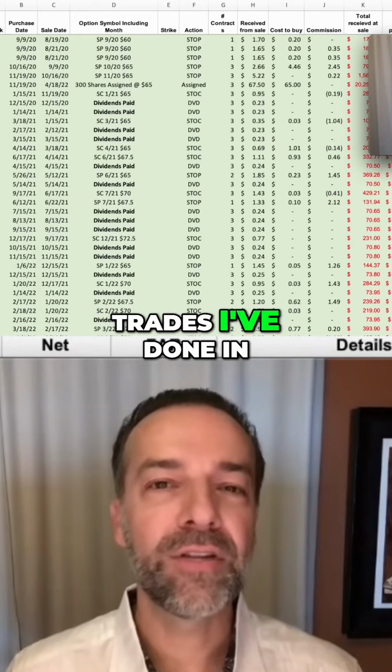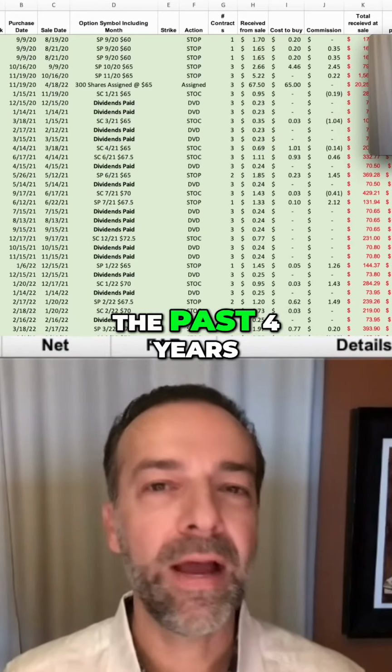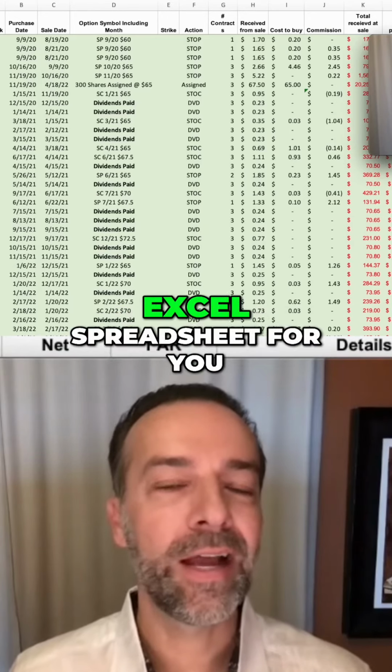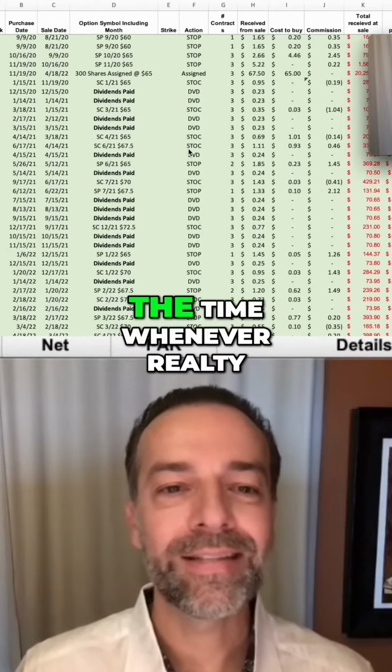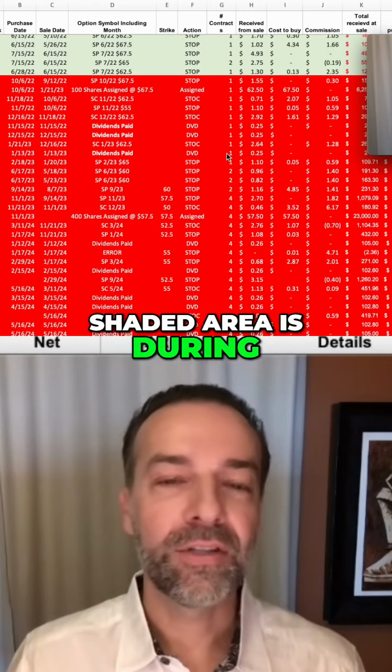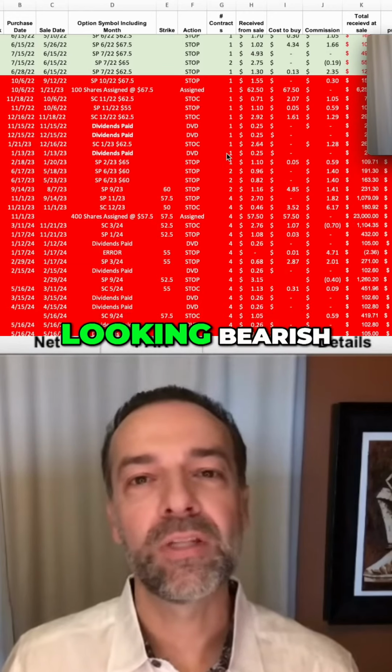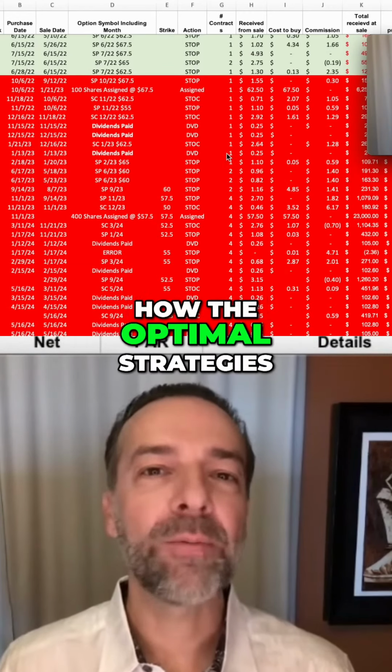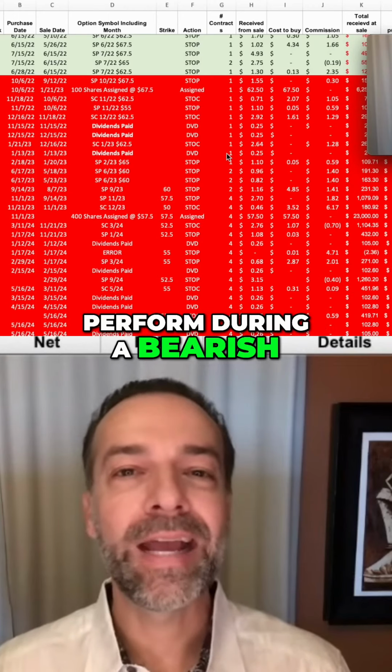Here you see the trades I've done in Realty Income over almost the past 4 years. I've color-coded this Excel spreadsheet for you. The green area is the time whenever Realty Income was looking fairly bullish, and the red shaded area is during a time more recently when Realty Income was looking bearish. So this helps you see how the optimal strategies perform during a bearish and a bullish market.